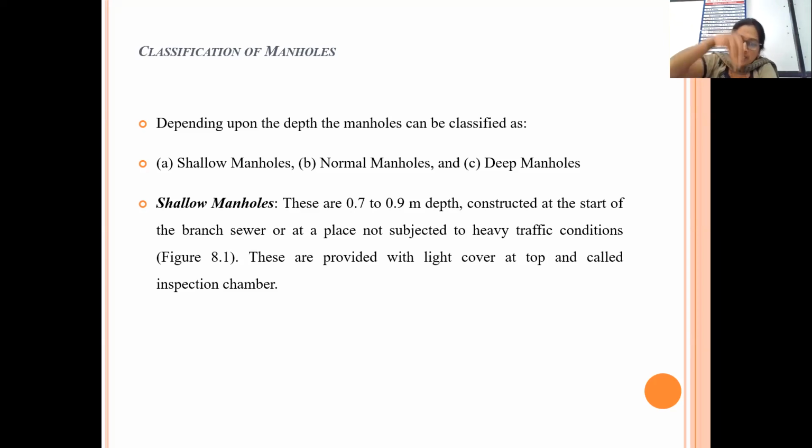Means no need to enter into that, but we can send the tools or just open and have a look whether there are obstacles or not. That is the purpose. So at the initial stage, where the diameter of the sewer line is smaller, in that case you can provide the shallow manhole. And as the diameter of the sewer line goes on increasing, it will move from shallow to normal and normal to deep.